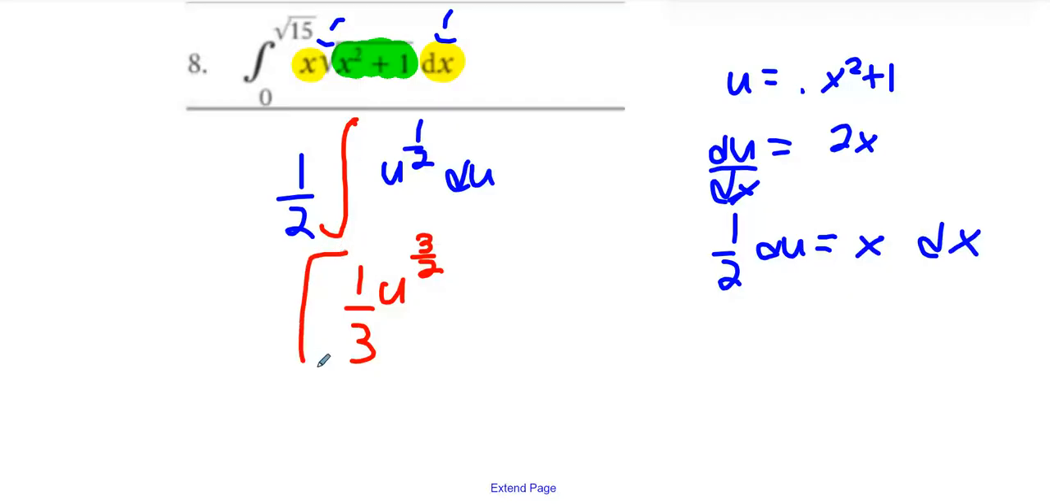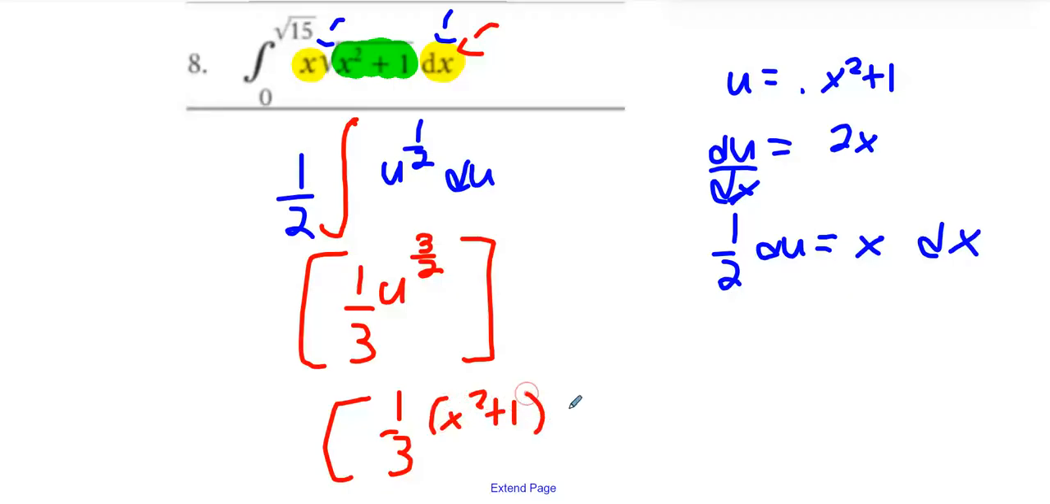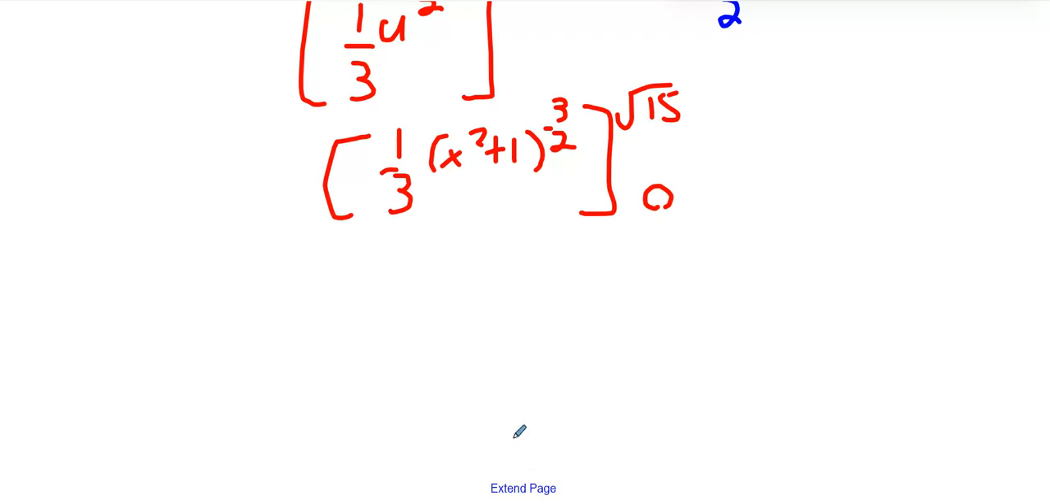Right? I'm stuck here. I can't use these limits. Why? They're designed for x, not for u. So now I'll do a third, x squared plus 1 to the power of 3 over 2. I use my limits, root 15 and 0. So what do we get now?